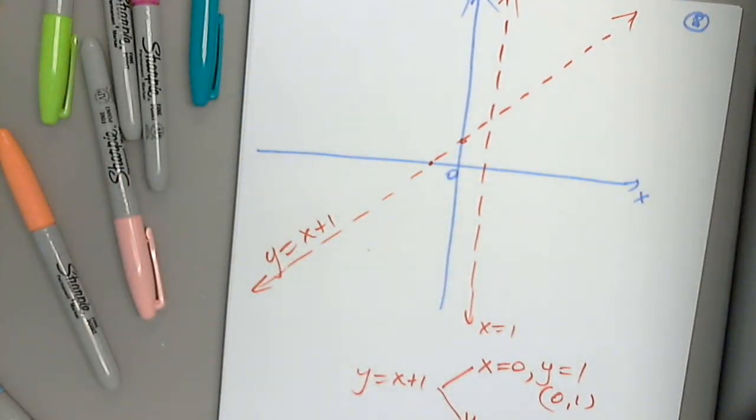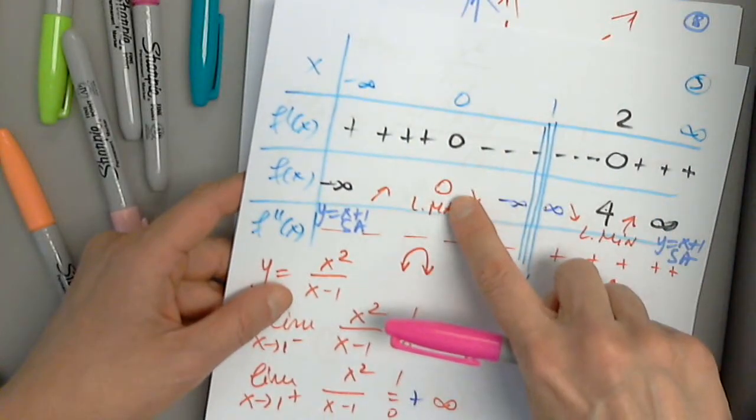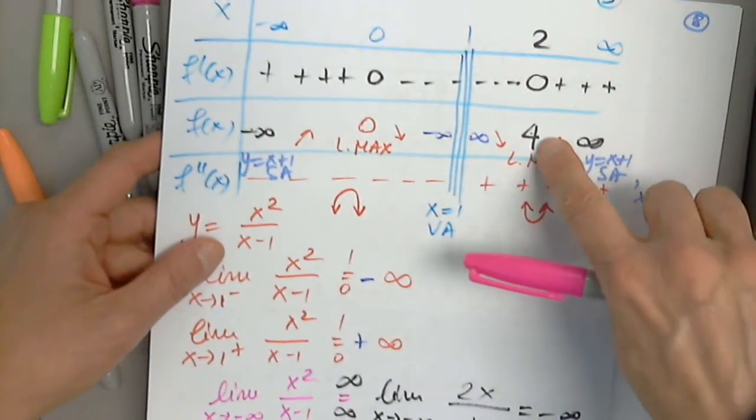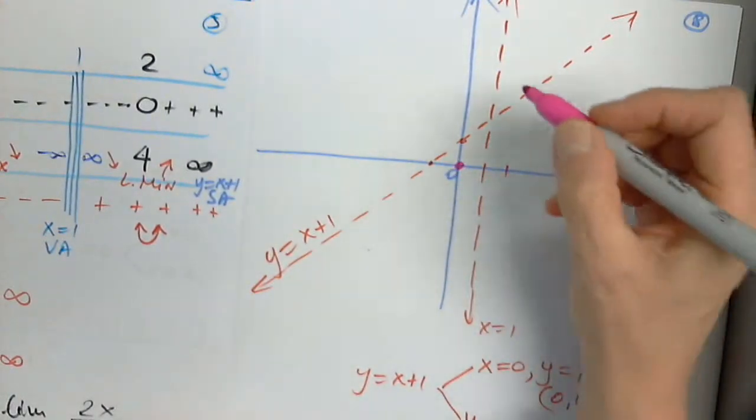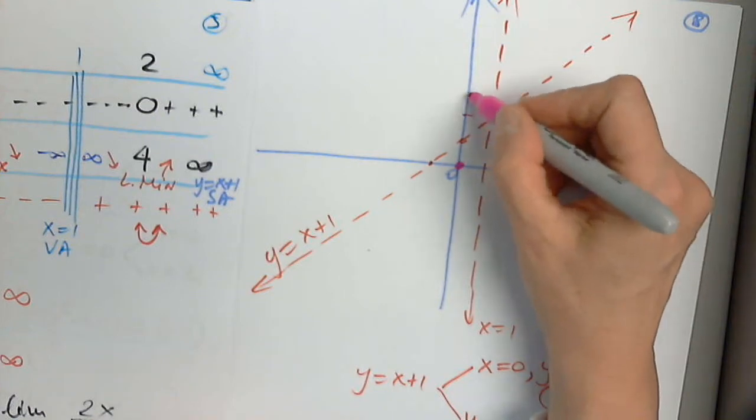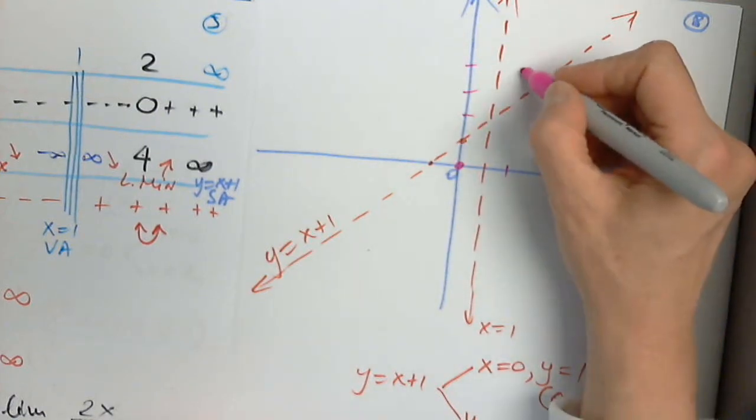So all we did so far, we graphed just the asymptotes. We did not graph anything else. X equals 1 and y equals x plus 1. Now we're ready to look at the table. The table says that I have to plot 0, 0, and I have to plot 2, 4. So here's my 0, 0, and 2 is 1, 2, 3, 4.